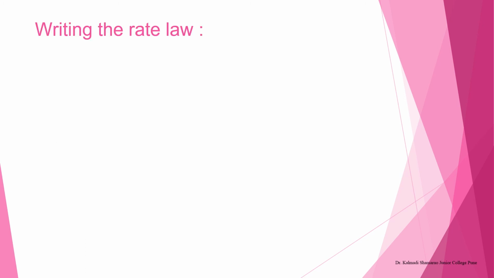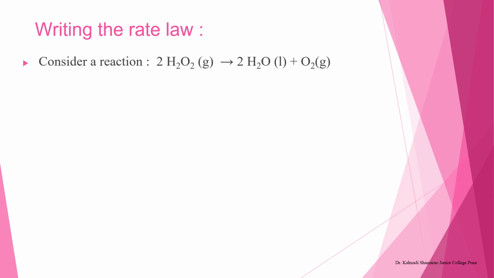Now we'll see about writing the rate law. For this, consider a reaction: twice of H2O2 gives twice of water and oxygen. For this, the rate law is given as rate equals to K into H2O2 molar concentration.